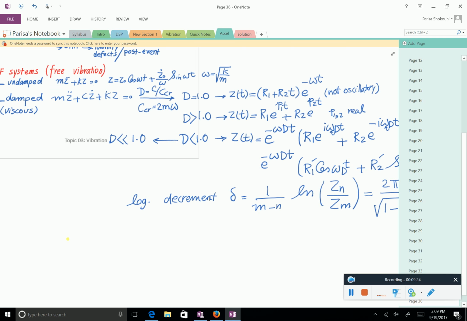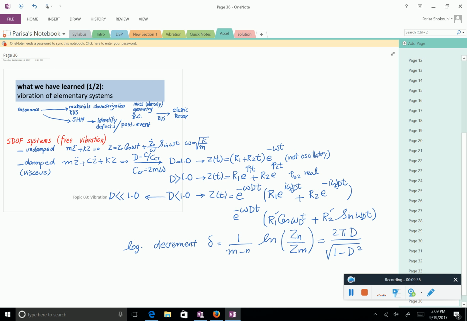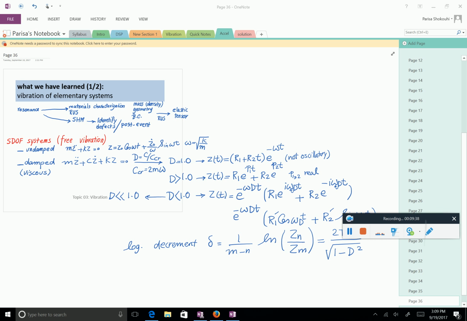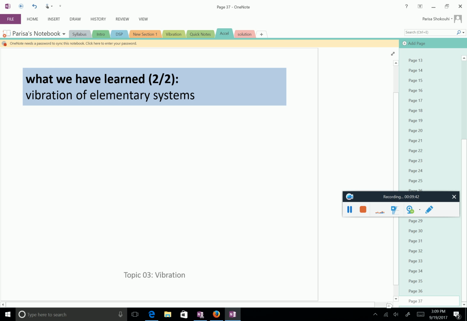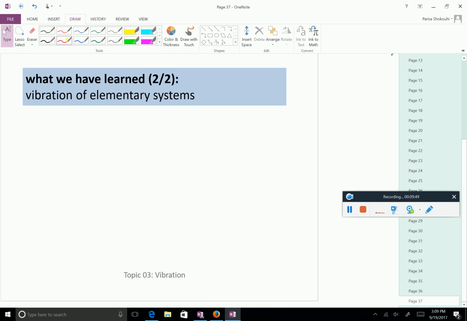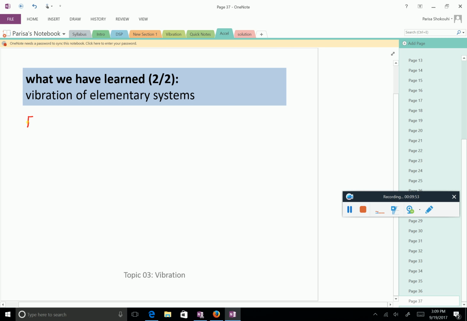I think it's very useful to look at everything at once and see what the differences are, and you can see it easily like that. And then afterwards we move to forced vibration, and that's when we discuss the accelerometer. So the last part was, we looked at forced vibration.